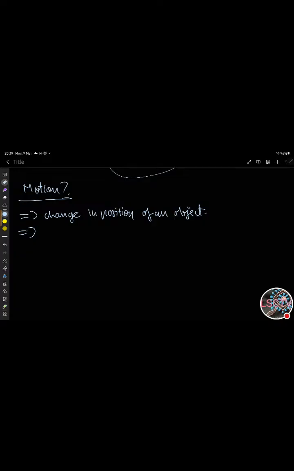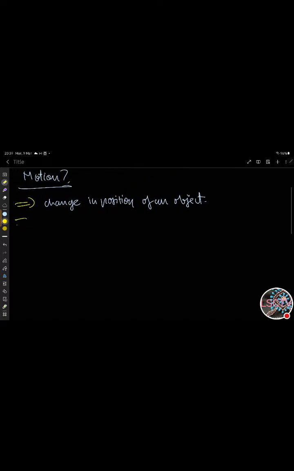What else? What causes motion? Like anything else that causes motion? Is there anything external which causes motion? Like it causes the body to move? Simple, like it's a force.